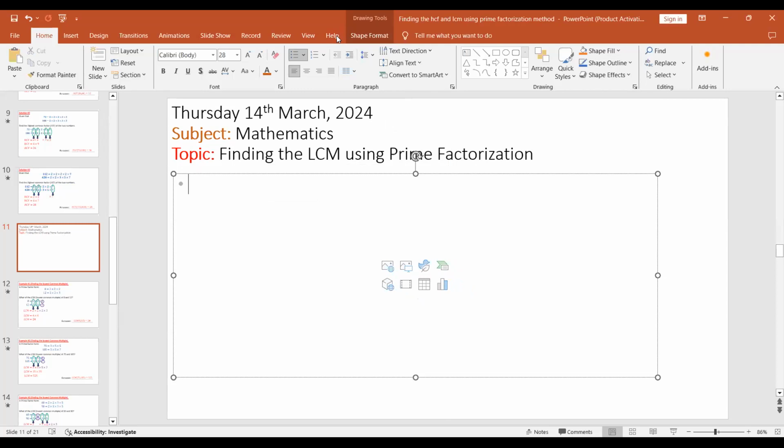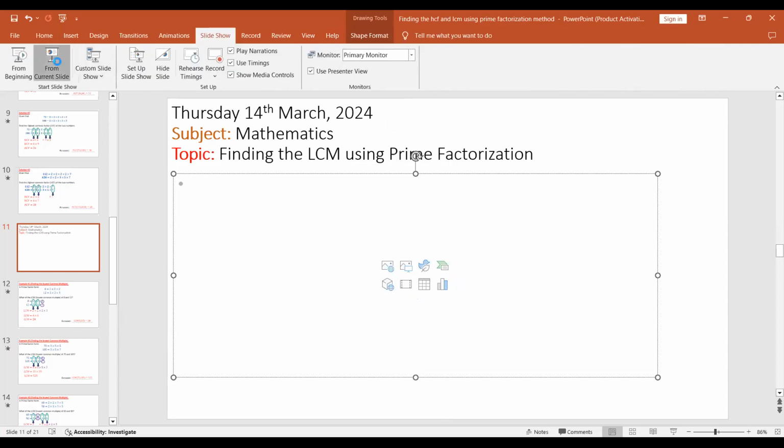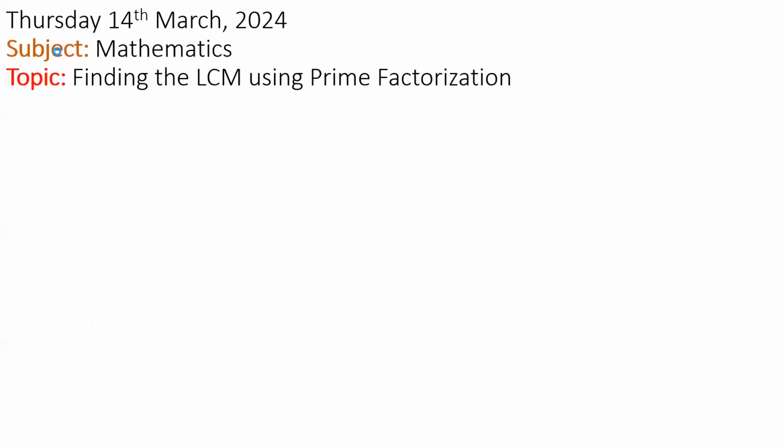All right. So we're going to be looking at finding the LCM using prime factorization. We looked at finding the HCF yesterday using prime factorization. Today we're going to be looking at finding the LCM using prime factorization. Now, when we say LCM, what does that mean? Lowest common multiple, right? That's what we mean by LCM, lowest common multiple.